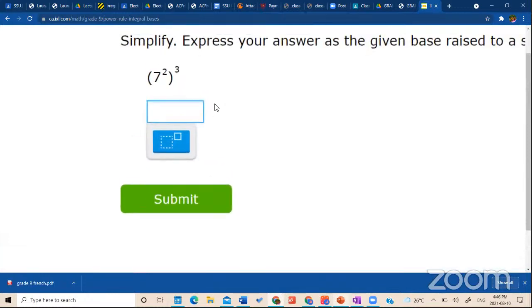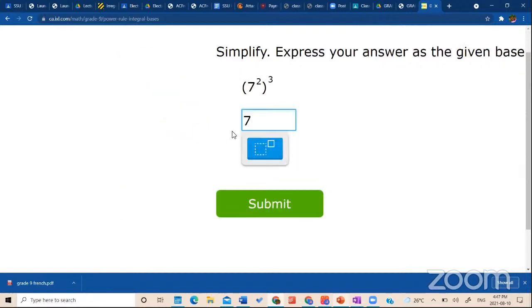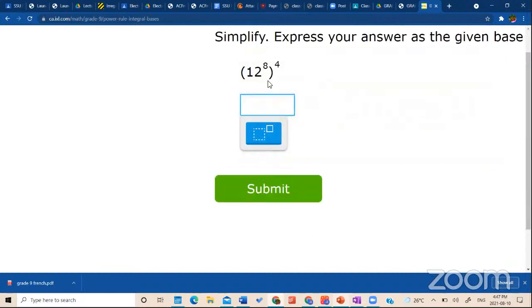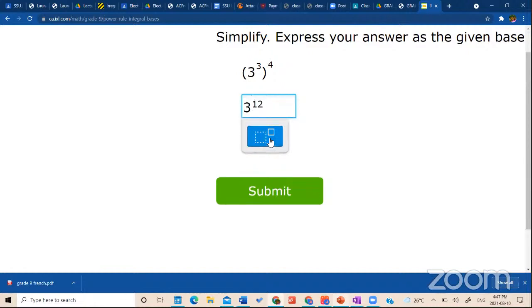Let's try it. 7 to the exponent 2, raised to exponent 5, raised to exponent 3. 7 to the power 6. Yes, very good. 7 to the exponent 6. How about this one? 32. Okay, so 12 raised to the exponent 32. Very good. This one? I think 12. Okay, so 3 raised to the exponent 12.